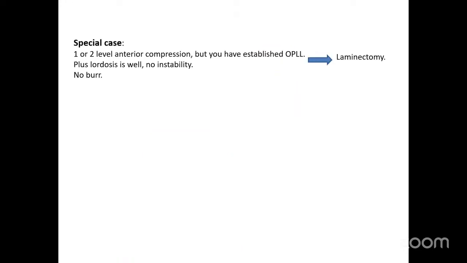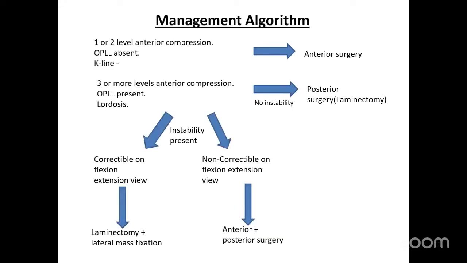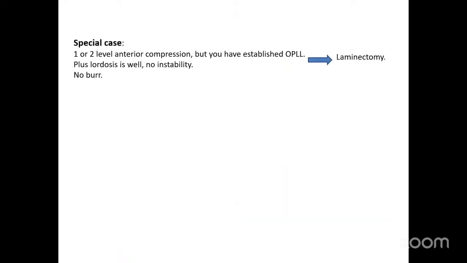Sometimes you get one or two level anterior compression, but you have OPLL, right? Plus lordosis is well maintained. You can get away with laminectomy, and you can always tell the patient that if it doesn't improve, we will go in for anterior surgery. So this is something which will help you, right? That is anterior, posterior, what number of levels of compression, alignment of the spine, and yes, whether it is correctable on flexion extension view.